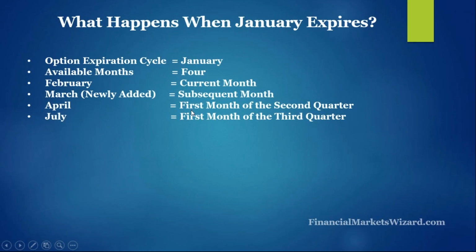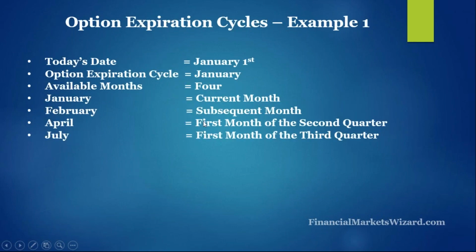April and July were already there, right? If you go back, April and July were already there. We had January and February, but because January expired, February became the current month, and then we add March as the subsequent month, and we keep April and July as they are.